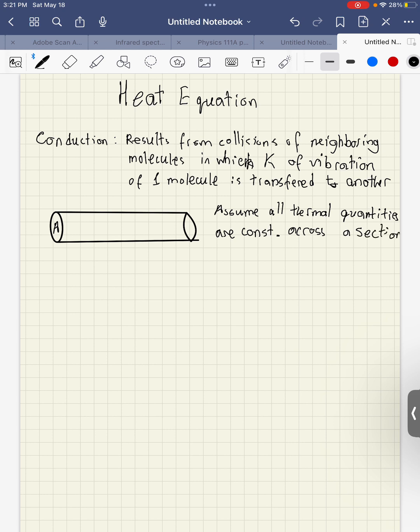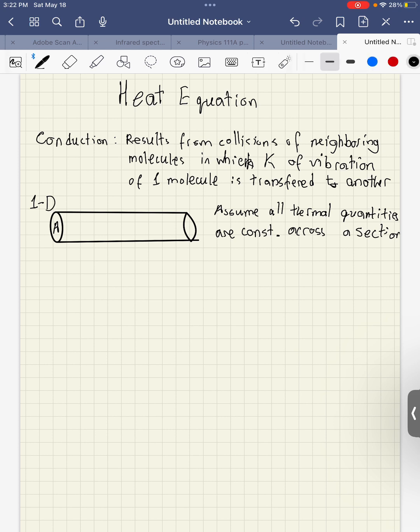For right now, we're only going to talk about the one-dimensional rod. First, we're going to assume that the lateral surface is insulated, meaning that no conduction is occurring through the surfaces, or no thermal energy can pass through the lateral surfaces.